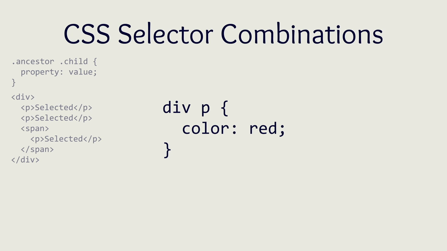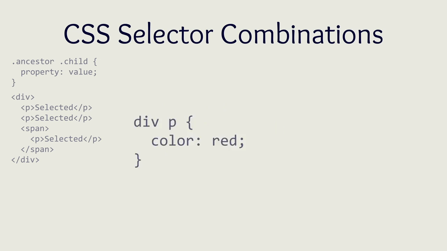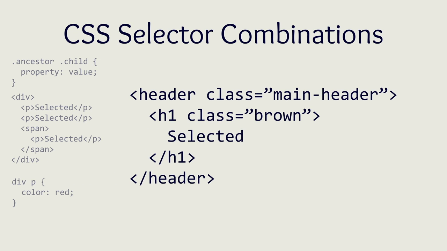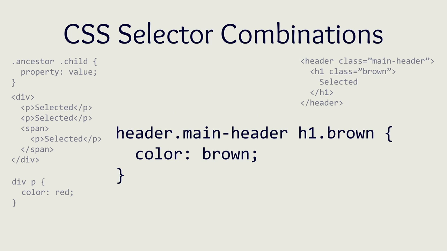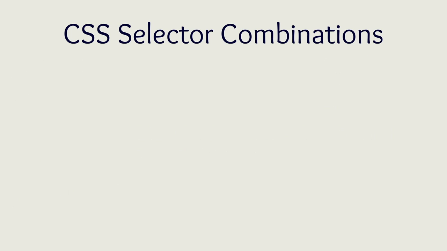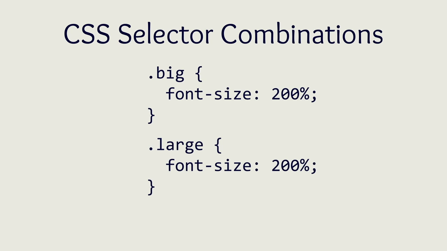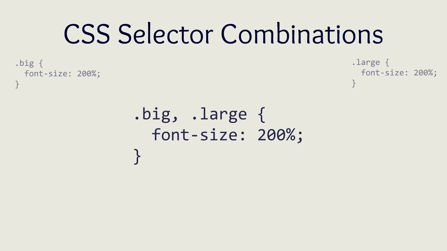This combination of selectors can be combined with the previous combination of selectors to make even more specific selectors. For example, to select all h1 tags with the class of brown that have a header with the class main header as their ancestor, you would do this. The last common combination of selectors is when you want to share a set of style properties and values between multiple selectors. If you have a class big and another class large that both have the same style properties and values, then you can combine these selectors into one selector by using a comma between the selectors. This allows you to avoid duplication.